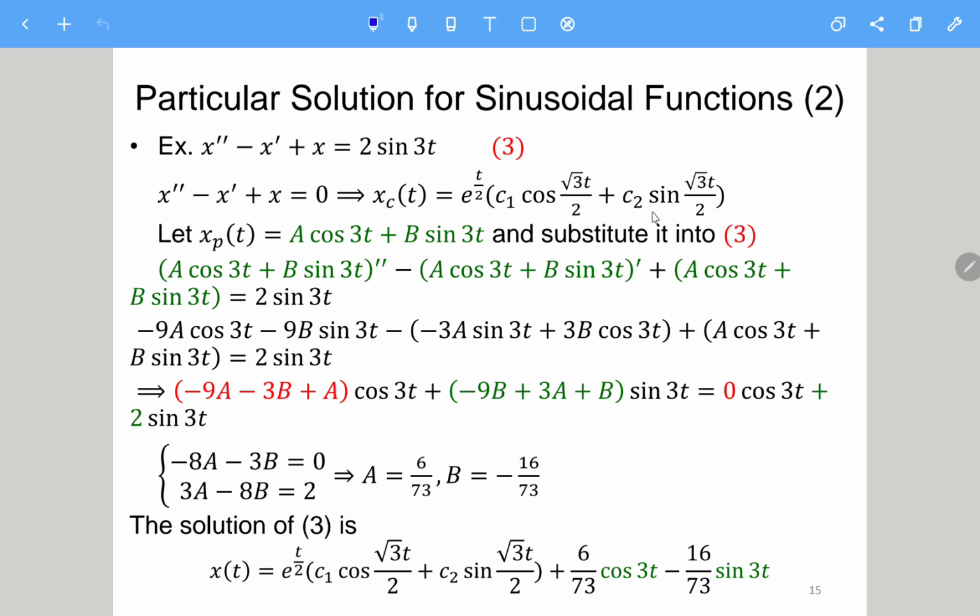So finally, the complete solution is the homogeneous solution here, and then plus the particular solution with a and b values, like this. Okay, so this is for the sinusoidal function.